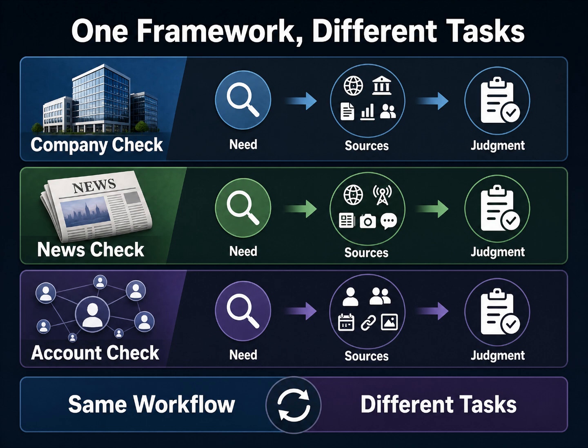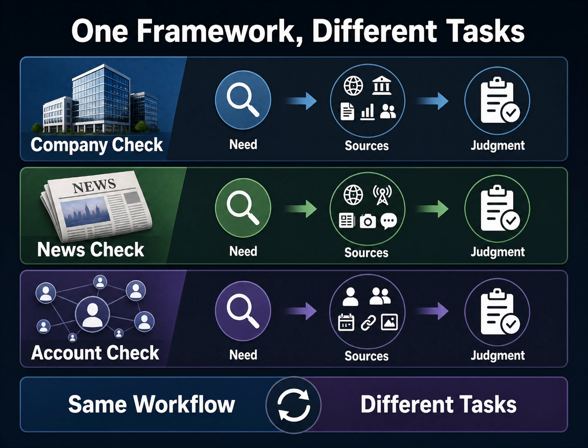The same lifecycle works across different OSINT tasks. For company verification, the question is risk. For news verification, the question is whether the claim can be supported. For account verification, the question is whether public clues actually support an association. The details change, but the structure stays the same. You define the need, collect the right sources, process them carefully, and then make a judgment with limits.